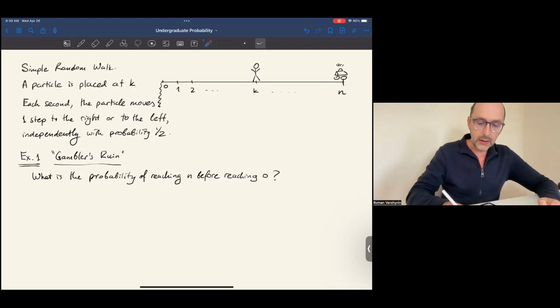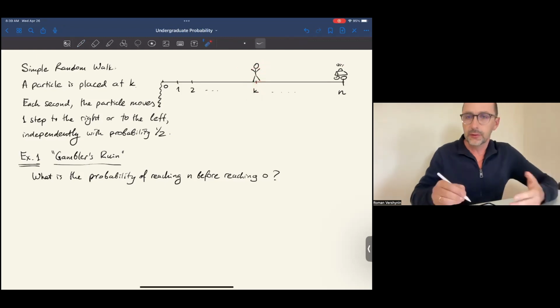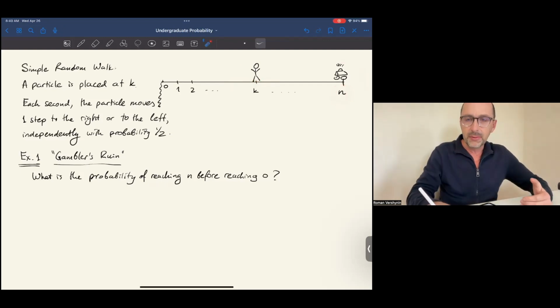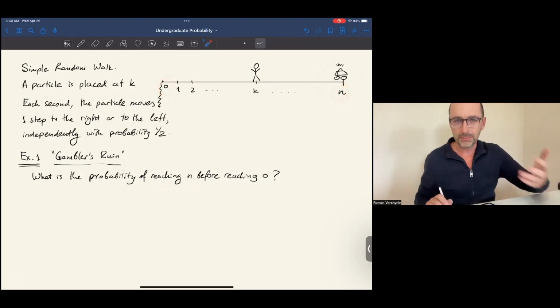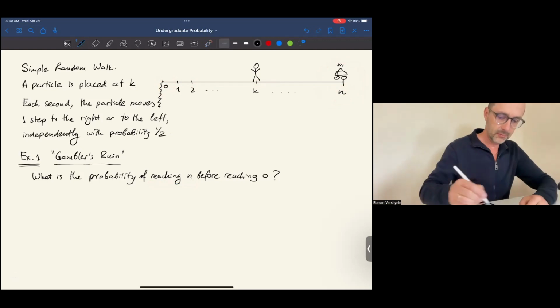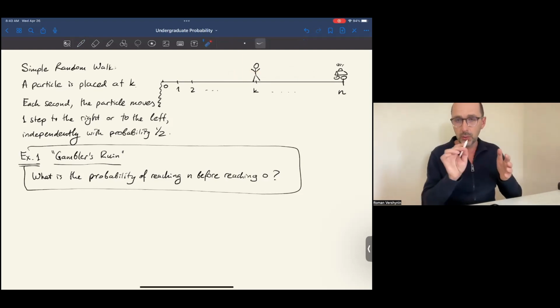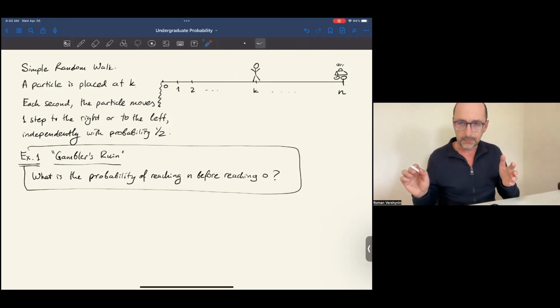Or you can think of a gambler who initially has k dollars and starts to bet. Every time he may win $1 or lose $1. So the person's winnings are making a random walk here. What's the probability that the gambler ends up with n dollars before he goes bankrupt? Solving this problem directly is difficult because there are so many scenarios, so many possible ways to make the walk.